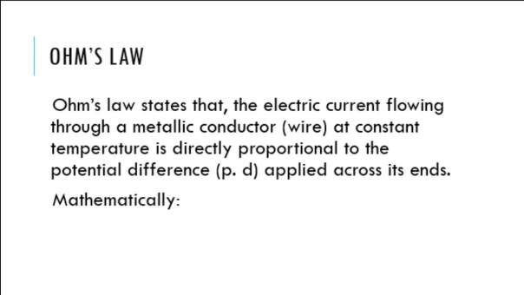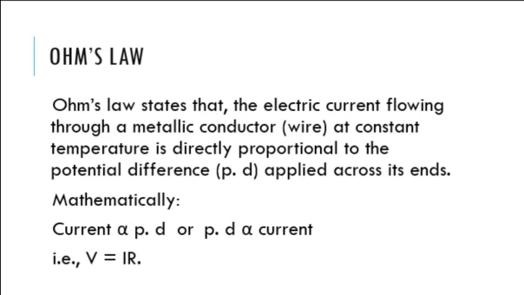And mathematically, we have current directly proportional to potential difference, or we can say potential difference is directly proportional to current. Symbolically, V is equal to IR. So what this equation means is that if the voltage is increased, the current will increase, and vice versa, provided that the resistance remains constant.